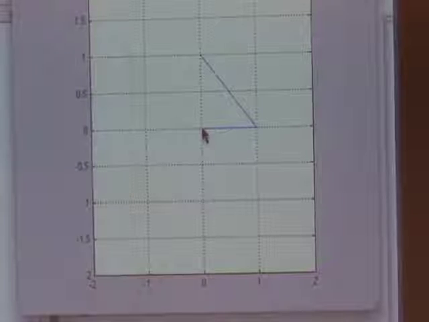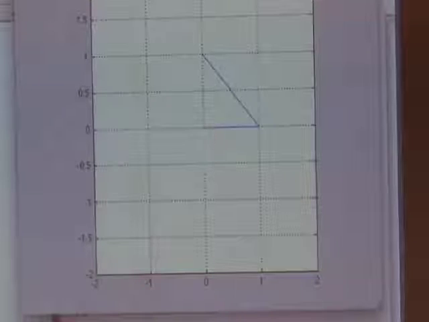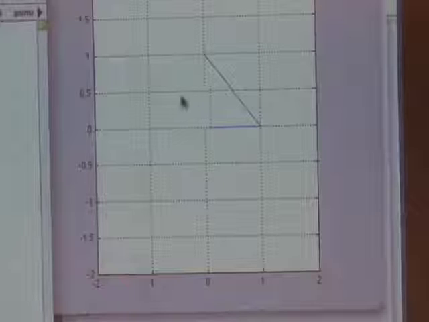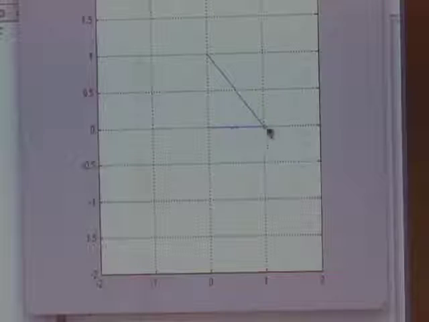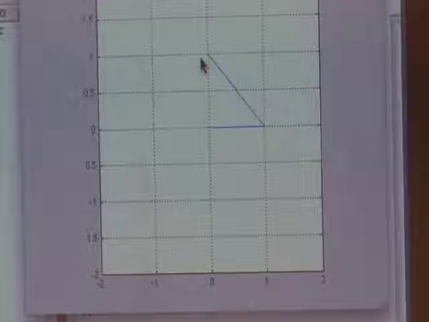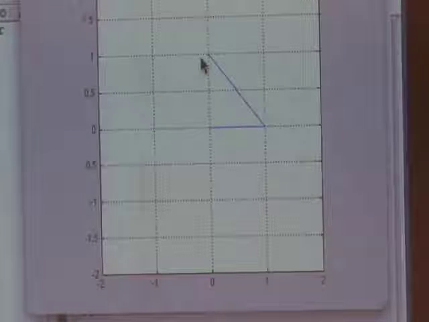How do I hide this thing? What is this picture? It goes from x equals zero, y equals zero, that's this point, to x equals one, y equals zero, that's that point, and up to x equals zero, y equals one, that's that point. So here's the drawing. It connects these three points, and this is the drawing before we rotate it.